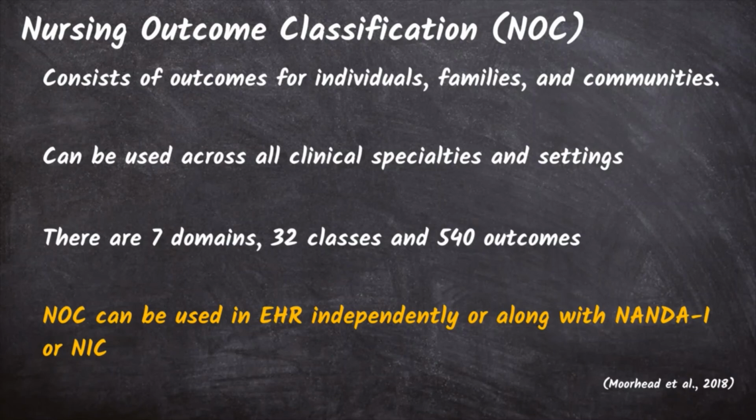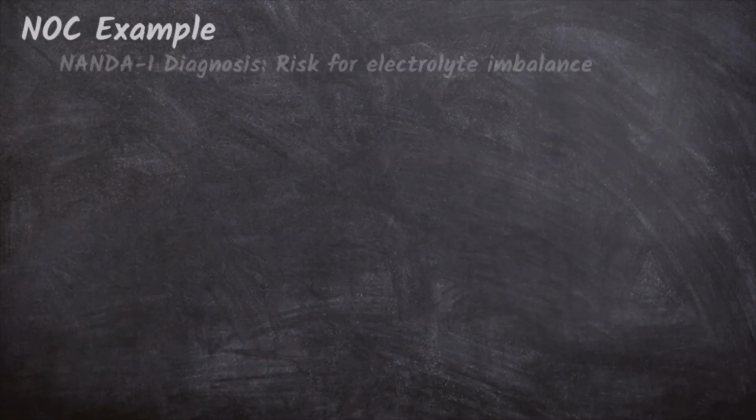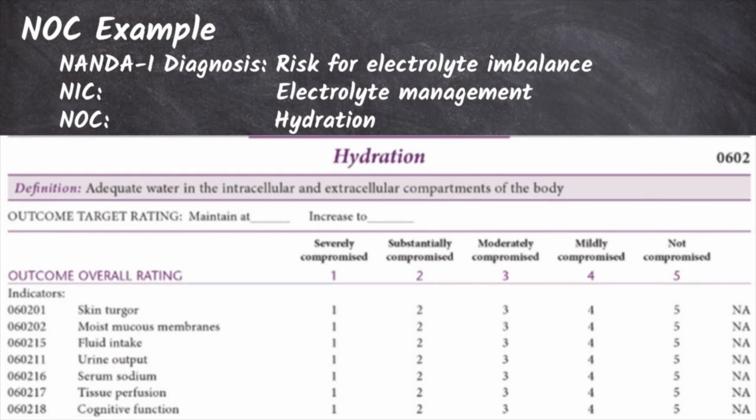NOC can be used across all clinical specialties and settings, and it is organized in a similar way when compared to NANDA and NIC. There are 7 domains, 32 classes, and 540 outcomes. Again, NOC can be used by itself either in an electronic health record or in a paper-based system of documentation, or it can be used in combination with NANDA and/or NIC. After the nurse has diagnosed the patient's problem and taken action to resolve that problem, the nurse now needs to measure and document the patient's response to the care.